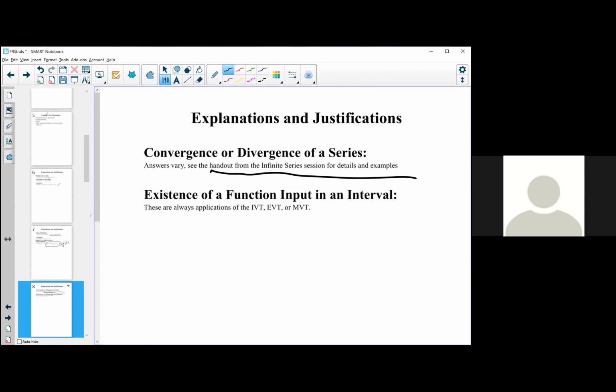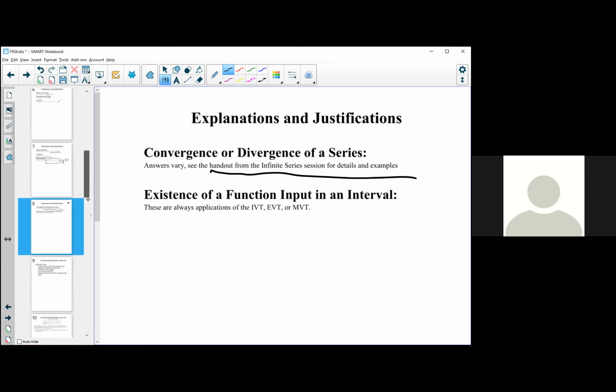Why can you be sure? Because those are the only theorems in AP calculus that guarantee the existence of a number in an interval. So when you hear a question that asks, is there a number in a certain interval with a certain property, it's going to be about one of these value theorems: intermediate, extreme, or mean value theorem.